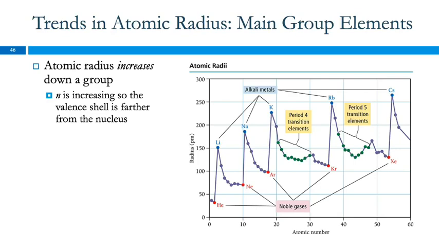We can explain it with quantum mechanics by saying that the principal quantum number n is increasing, so the valence shell is farther from the nucleus. So lithium's valence electrons are in the 2nd level, sodium's in the 3rd, potassium 4th, 5th, and 6th. The principal energy levels are getting larger and larger as the n gets larger.